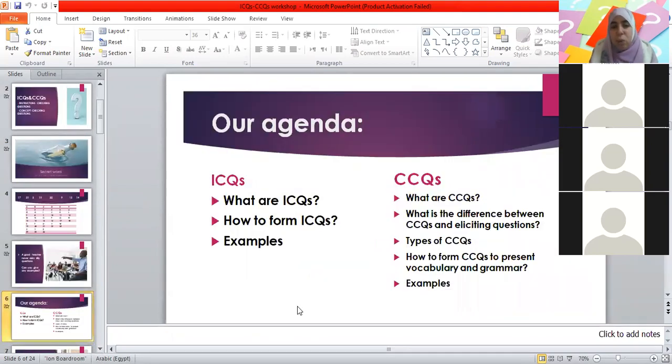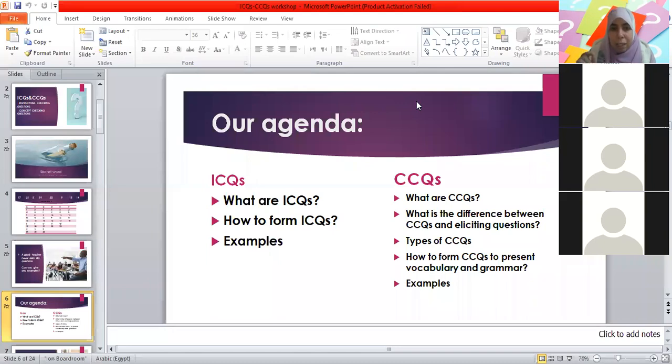If you remember our agenda, we talked today about ICQs and CCQs. We have some examples, and we talked about CCQs, the difference between CCQs and eliciting questions. And we have some examples with vocabulary and grammar, because it's okay to ask CCQs with both vocabulary and grammar.